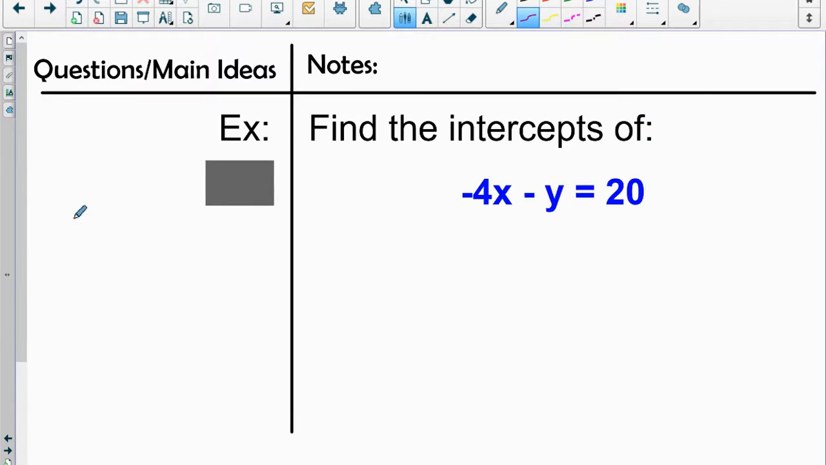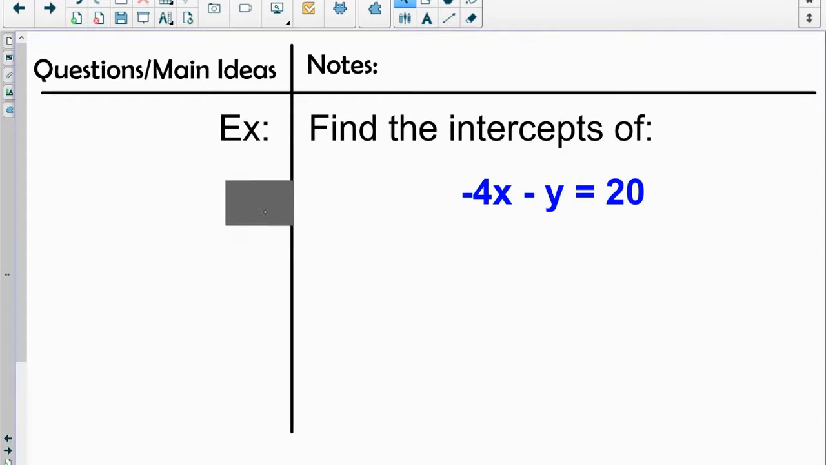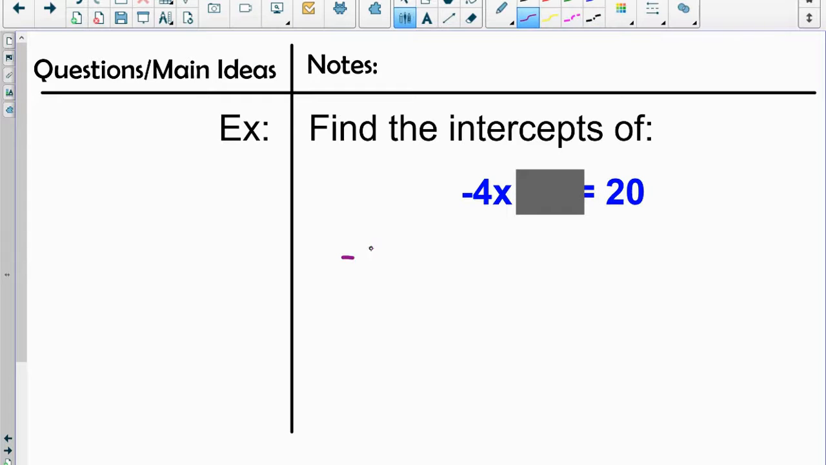Let's take a look at another example. This time we're just going to find the intercepts. We're not going to worry about actually graphing. If I want to find the x-intercept, I cover up the y, and I solve the remaining equation. Negative 4x equals 20. I use division to solve, and I get x equals negative 5.